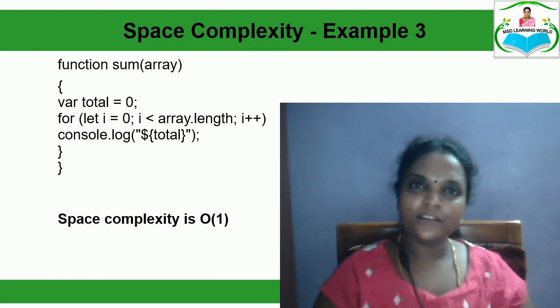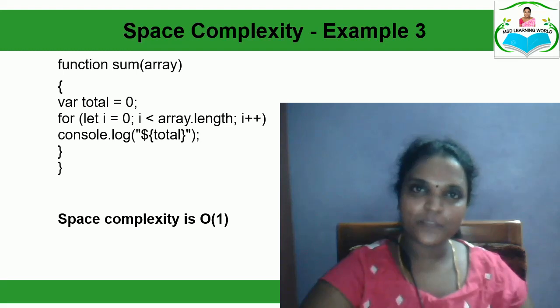Consider this example. Here you have a function which has a single variable, total. So the total amount of space allocated by that variable is 2. If it is an integer, it will be 2. So the total amount of space will be a constant value. So the space complexity is order of 1, which is a constant space complexity.